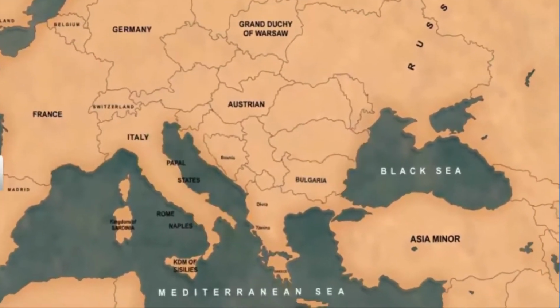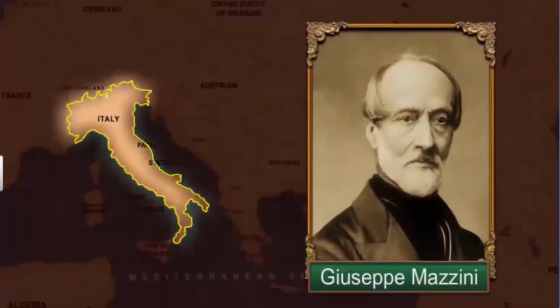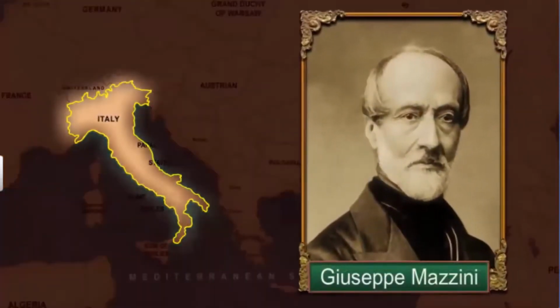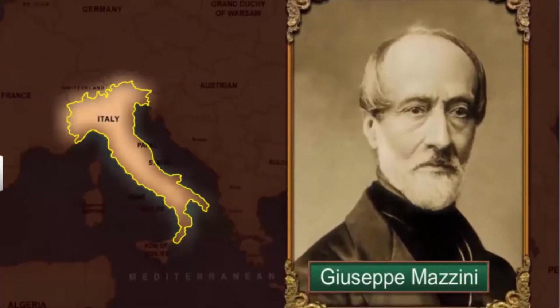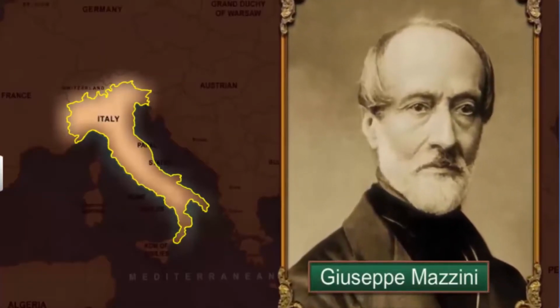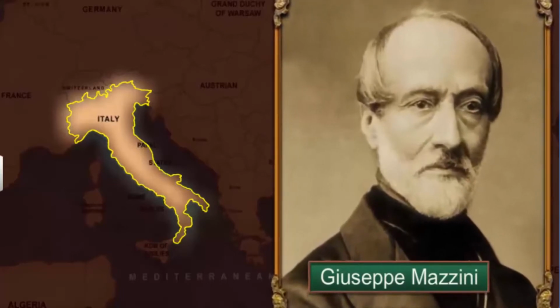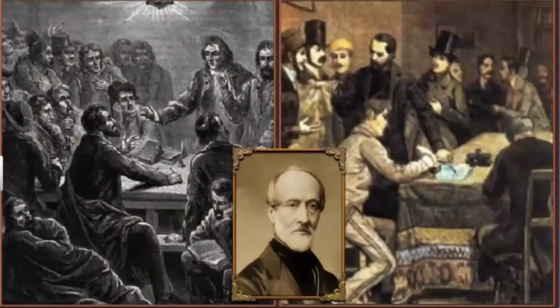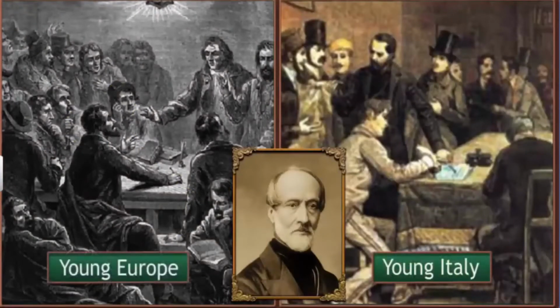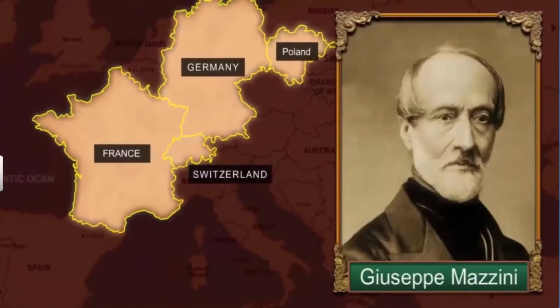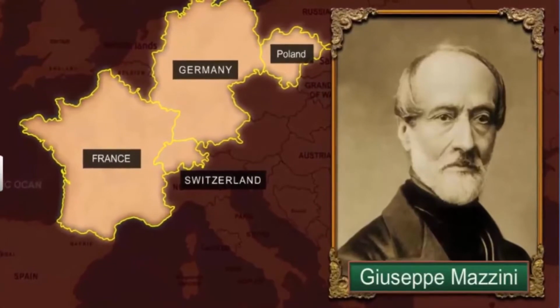The famous Italian revolutionary Giuseppe Mazzini was a man of such revolutionary ideas. He was part of a secret society called Carbonari. Mazzini founded two underground societies called Young Italy in Marseille and Young Europe in Bern. Mazzini believed in the unification of the small kingdoms and principalities in Italy.